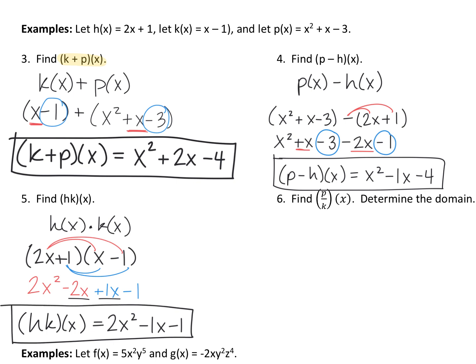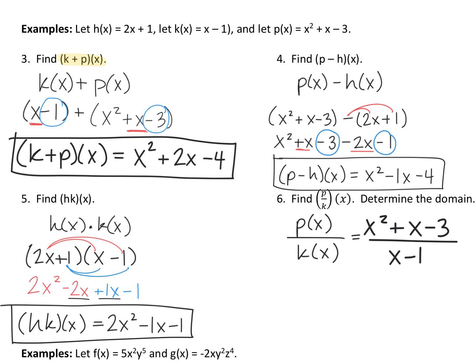I think, right? Yeah. Okay, p divided by k. So you're doing p of x divided by k of x, which is, let me look back. So x squared plus x minus 3 divided by x minus 1. All right. Here's the cool part. The top part does not factor. You can't simplify this down any further. That is your answer. Sweet, right? But we have to do this part. It says determine the domain.